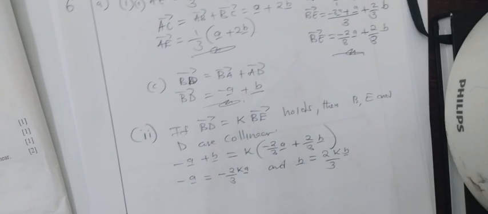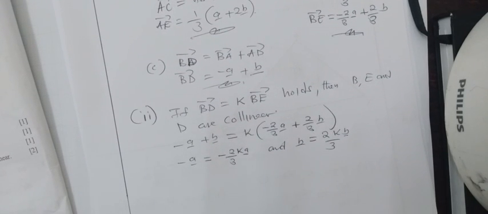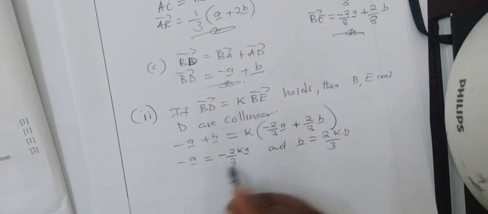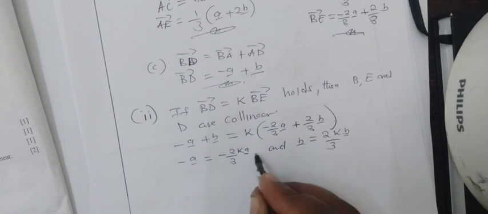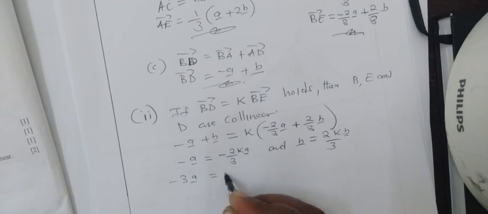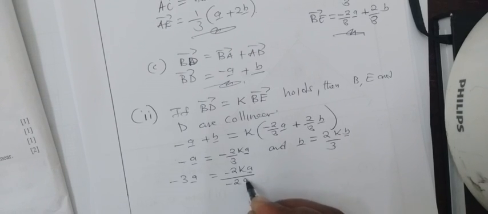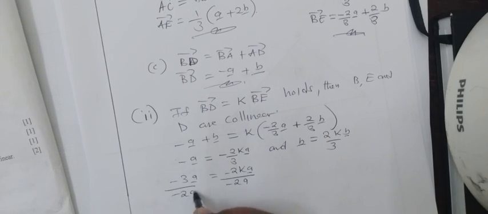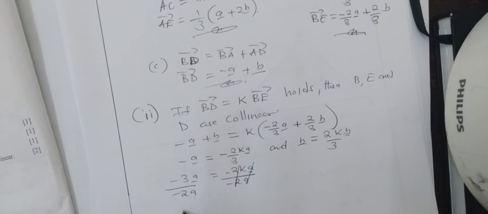Let's work it out and see if we'll be able to get K. What you can do here is multiply by 3 on both sides. So it will be negative 3A. The moment I multiply by 3 on the other side, I will remain with negative 2KA. Our interest is to get K, so I'll divide by negative 2A on both sides. This and this will cancel. So K will be equal to, A and A will cancel, negative and negative will be positive, 3 over 2.